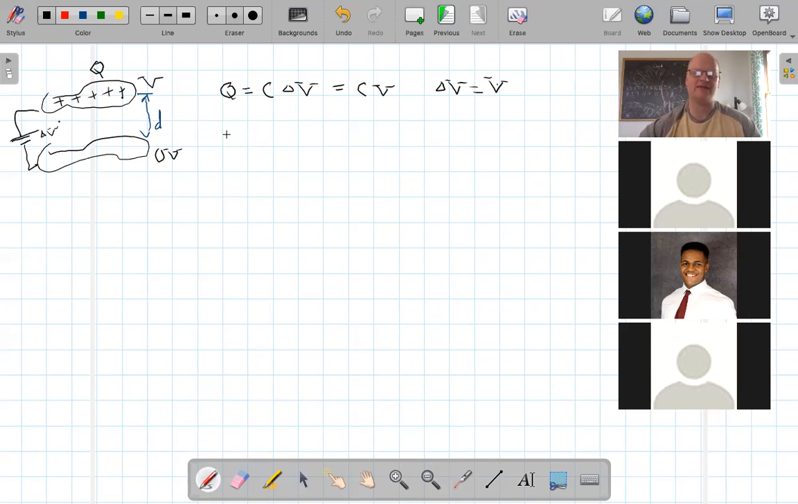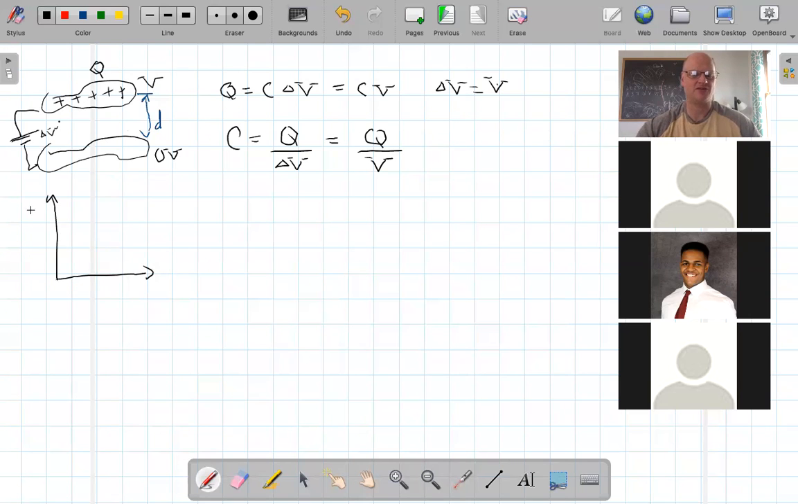From this, capacitance by definition is equal to the charge divided by the change of potential across the plates, or again, the charge divided by the potential. Okay, so this is the capacitance by definition. The first one is just saying if I plotted the potential versus the charge, I get a straight line. That straight line slope is equal to the capacitance of the capacitor.